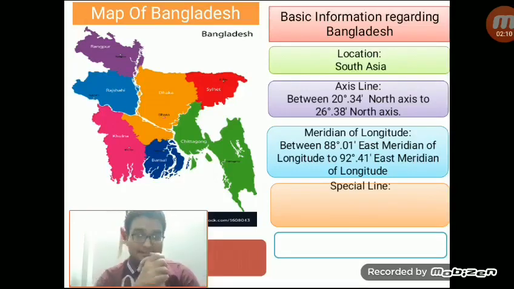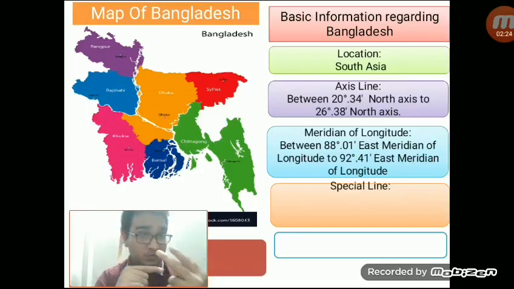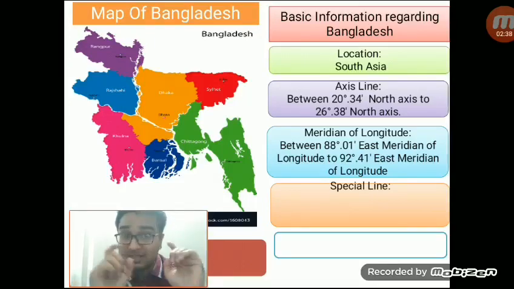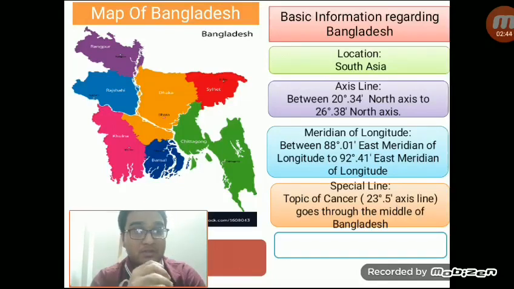Next, spatial line. Yes, a spatial line goes over the middle of Bangladesh, and the name of this line is Tropic of Cancer. And Bangladesh is situated in the northern hemisphere of the world. Basically, there are 2 hemispheres of the world. One is called the northern hemisphere, and another is called the southern hemisphere. Okay, so Bangladesh is situated in northern hemisphere, and a spatial line goes over the middle of Bangladesh, and the name of this line is Tropic of Cancer. Tropic of Cancer, that means 23 degree 5 minute axis line goes through the middle of Bangladesh.